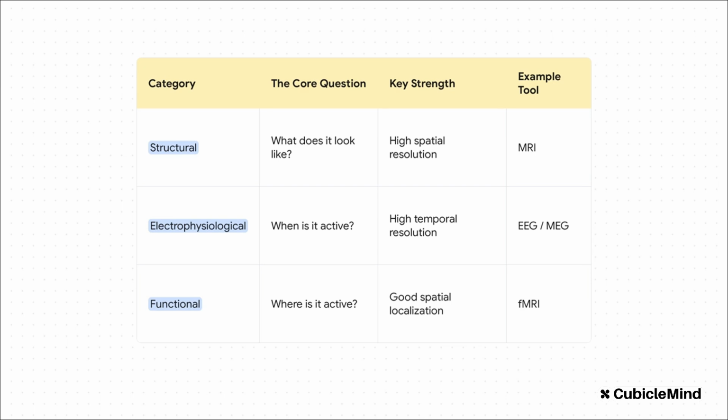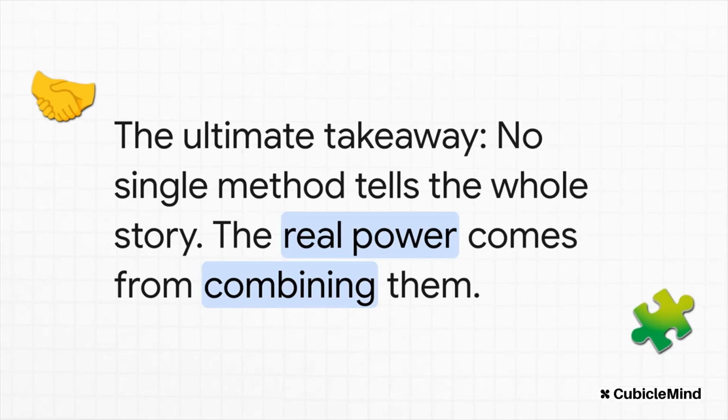As you can see, each one has its own special strength. And that right there is the most important takeaway. No single method is perfect. An MRI gives you a beautiful picture, but it's static. An EEG gives you perfect timing, but fuzzy location. An fMRI gives you great location, but it's a bit slow. It's only by putting their pieces of the puzzle together that we start to see the whole picture.